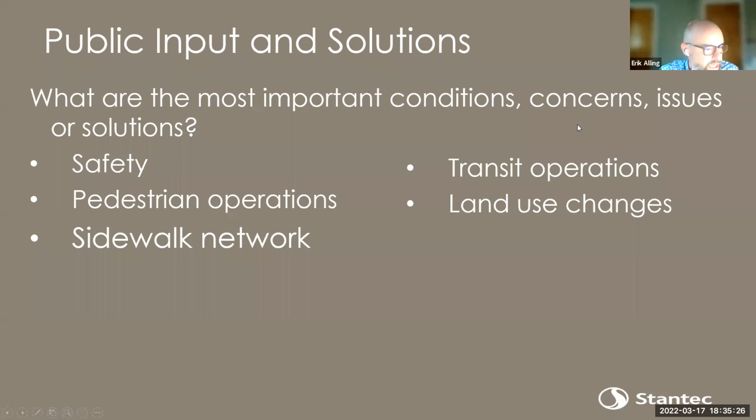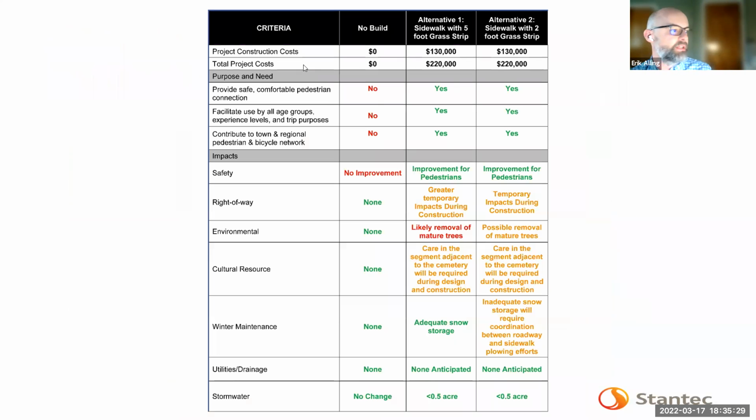And to stack those ones up side by side, the construction costs are essentially identical. It's the cost of the concrete and the excavation that really dictates the cost of these ones. So this is a relatively inexpensive, not a very long length of sidewalk. So $220,000 total costs. They both meet the purpose and need. They both improve safety for pedestrians along that east side of the roadway.